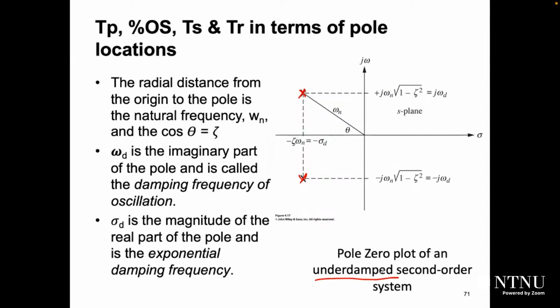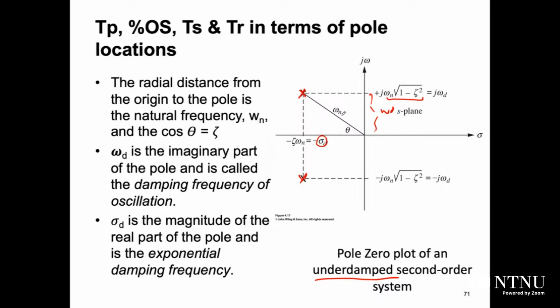Underdamped second order system. We have the real part, which will be minus zeta omega n, which is minus sigma d. It's called the exponential damping frequency. And we have this imaginary part, which will be omega d, plus or minus j square root of 1 minus zeta squared multiplied by omega n. So we will call this j omega d. That part we will call omega d, and that part we will call sigma d, the real part and the imaginary part.